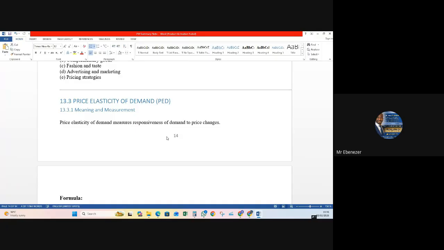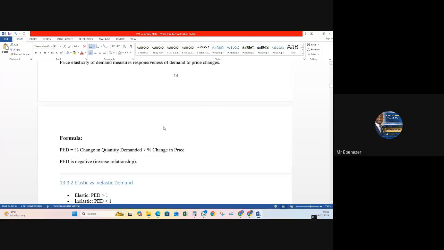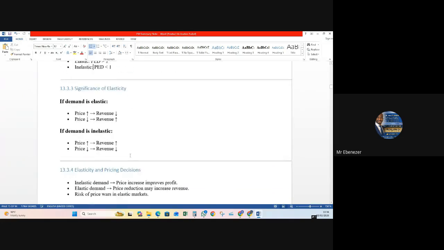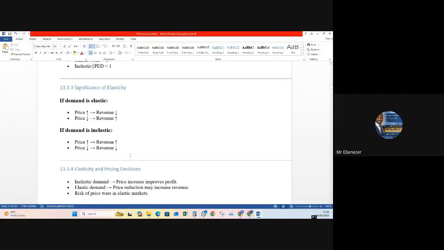Are we together? Yes, please. So that's it. Now, the formula for price elasticity of demand is the change in quantity demanded divided by the change in price, right? Change in quantity demanded divided by change in price. So if your value is greater than 1, then it is elastic. If it is less than 1, it is inelastic. But if it is 1, then it is what? Unit elastic. So that is that.